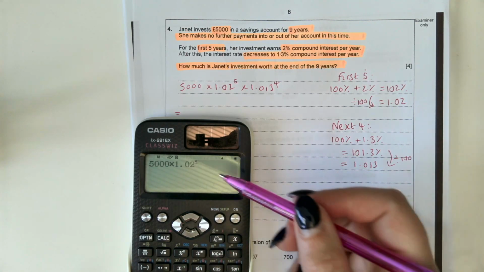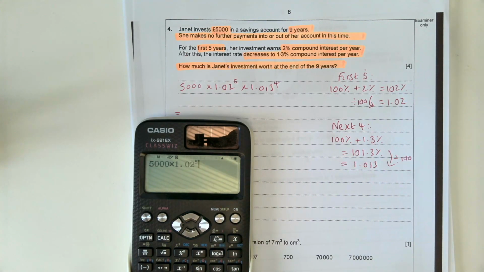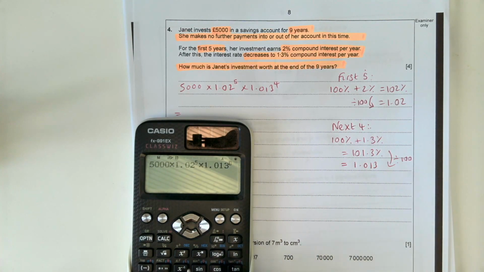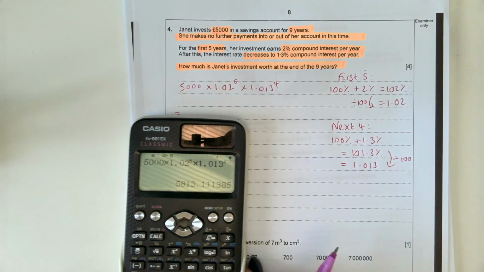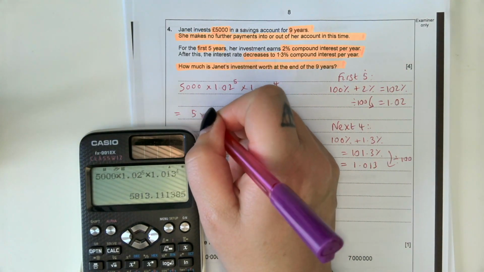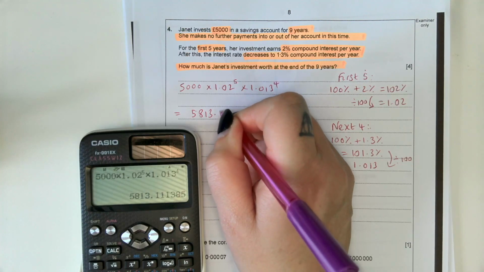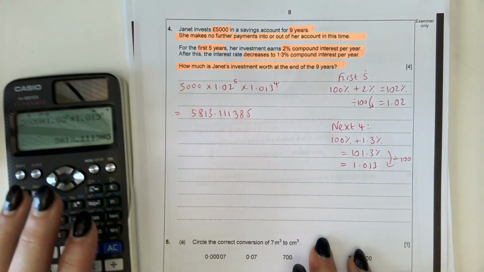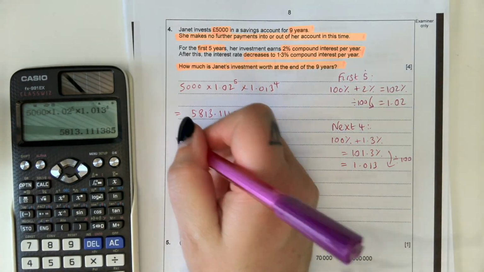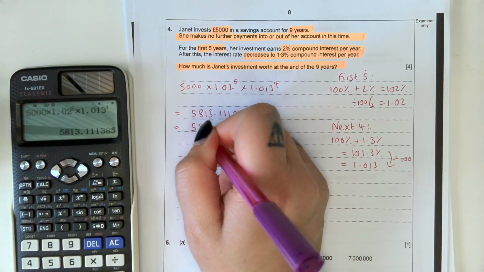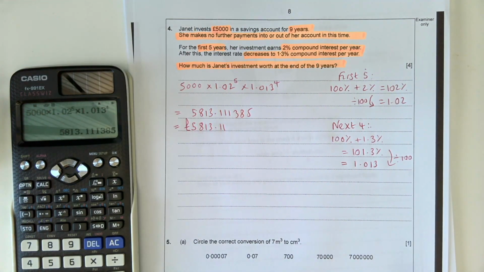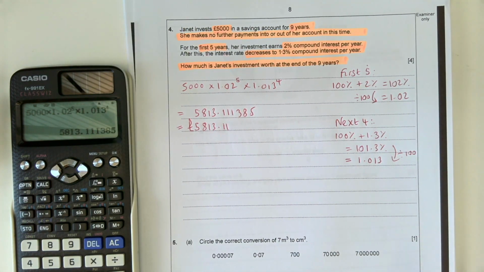Remembering to arrow off from the power before I then start typing the rest of the sum. So then we've got 1.013 to the power of 4. And then I'm going to press equals. So this is 5,813.111385. We're working with money, guys, so we want to work to 2 decimal places. So that would be £5,813.11.